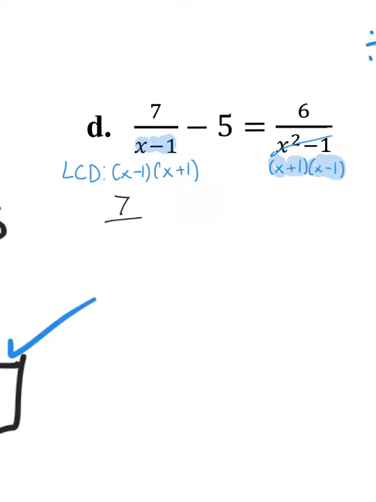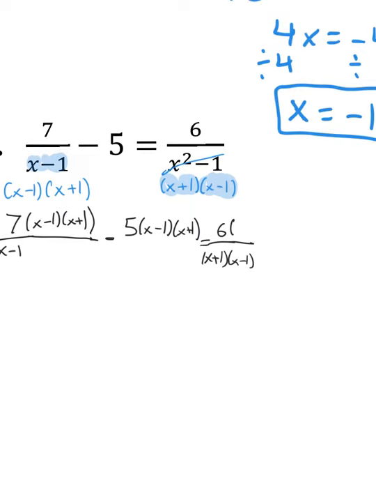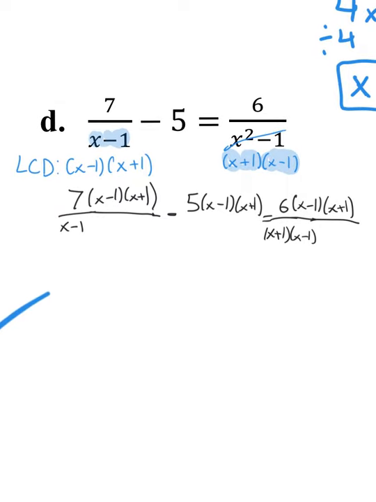Now, I have 7 over x minus 1, and I'm going to multiply by that entire least common denominator, x minus 1, x plus 1. And then minus 5 times x minus 1, x plus 1. 6 over x plus 1 times x minus 1 times x minus 1, x plus 1. All right, that's how I write down this whole thing. It looks like a lot of work, but we gotta show all the steps, so we just gotta write this part down. And now the fun part, let's get rid of those fractions.